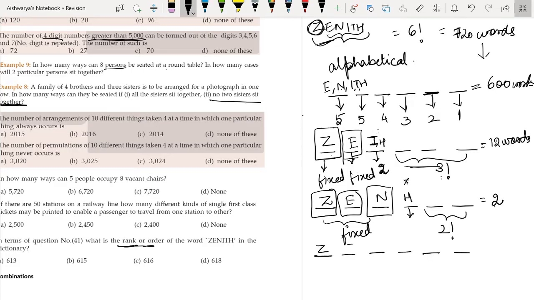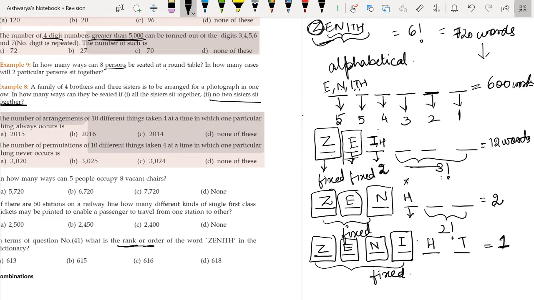So Z, E, N, these 3 letters I am fixing. What about I? I also I will fix because I have already checked with H. So now these 4 letters I have fixed. Now coming to the next letter. Here if I put T itself, it will become zenith only. So instead of T, if I put H here and then I put T here, this will be a word before zenith for sure. So there is one more word that can come before the word zenith. Are we clear?